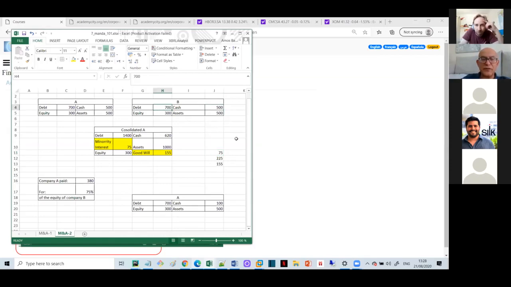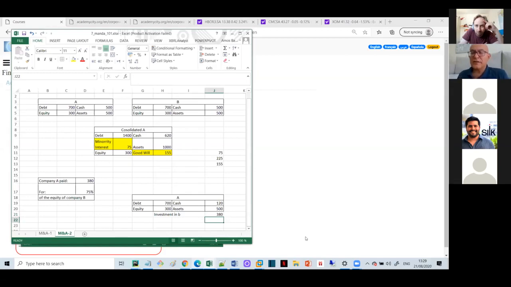So we can't get rid of them. When we do the consolidations, we have to take it into account. So let's go step by step, okay? And how do we arrive from this balance sheet? By the way, here I have to take it down from 500. It should be 120 because I paid only 380. Is that right? My investment in B is 380. That's the way the balance sheet of company A looks like.